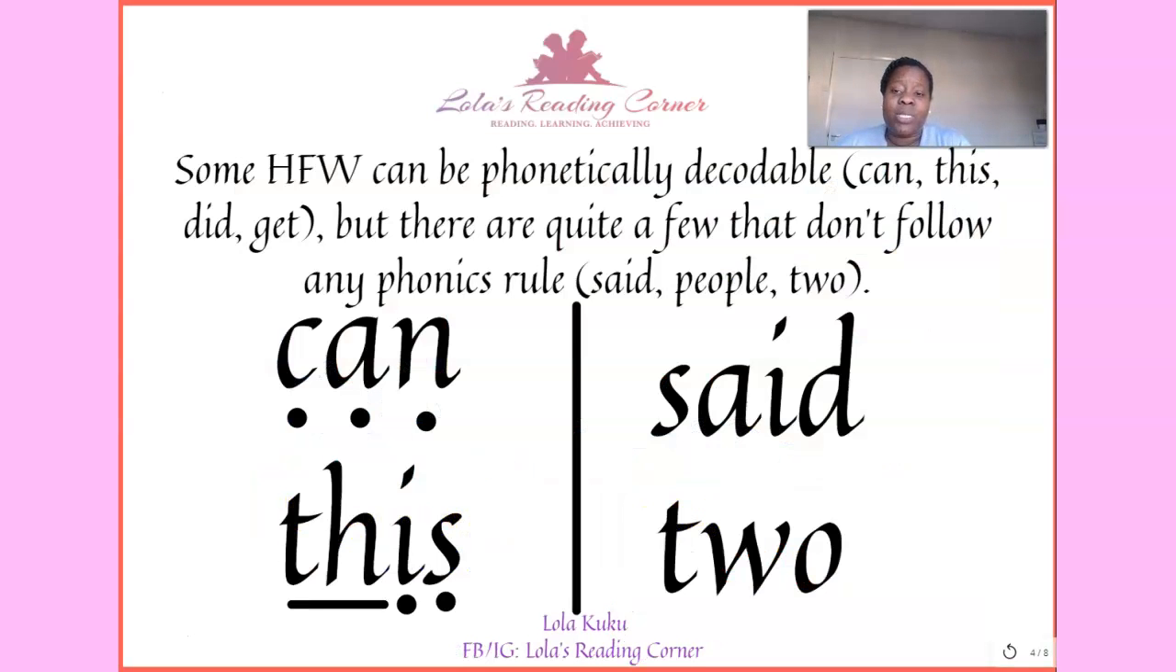Now, some high frequency words can be decoded phonetically. So words like I've shown on the screen, words like can, c-a-n, words like this, is. On the other side, we've got words like said and to. Said is a very common word. This is one of the words the children will see and learn very early, but it doesn't follow any phonetic pattern. The A and the I doesn't say the A in snail. It's not s-a-i-d. It just totally does its own thing. So children need to be able to see the word said and recognize it on sight.